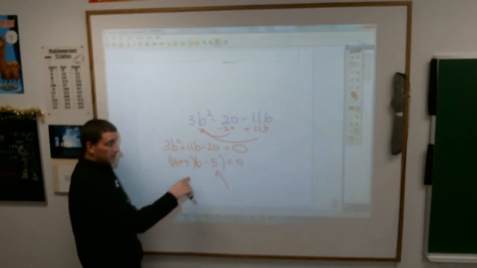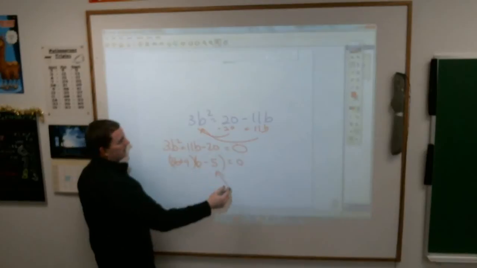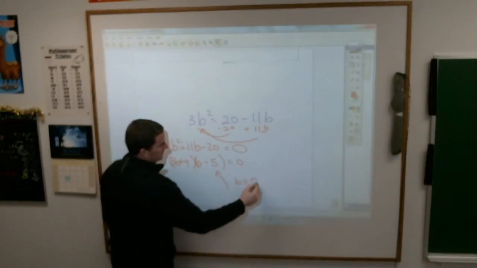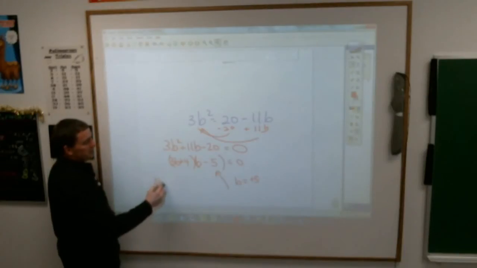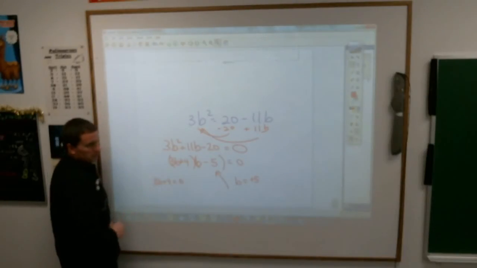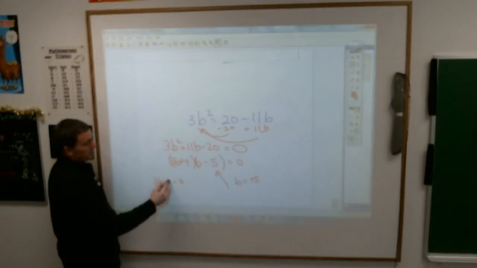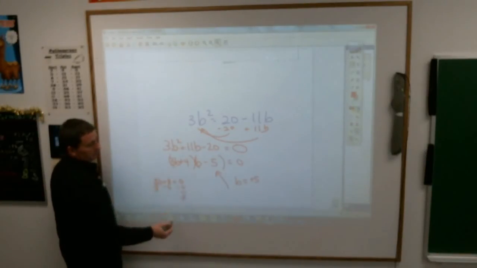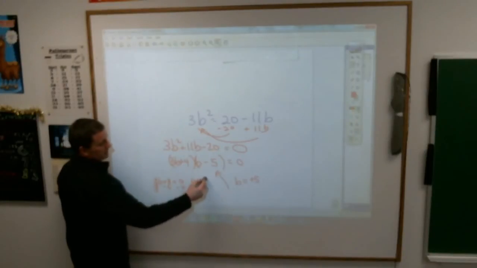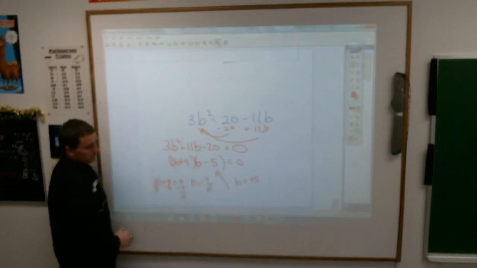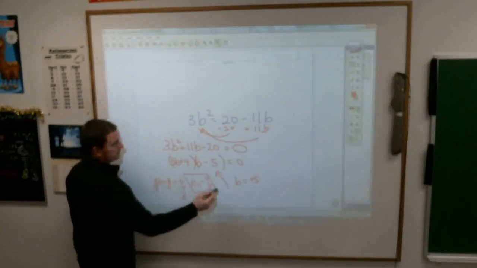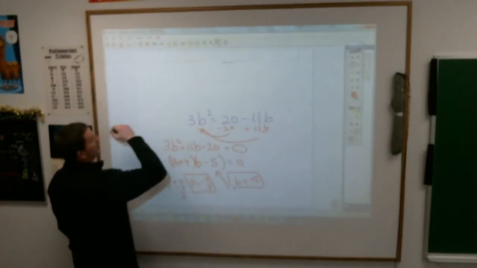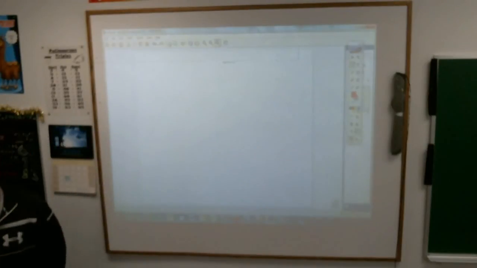This one's easy. b has to be what there, Kendall, to give me 0? Positive 5. This one's a little harder. You might have to actually write the equation out. When will 3b plus 4 give you 0? Solve that equation. Subtract 4, divide by 3. b is negative 4/3. Make a little equation out of that, and solve it. Those are your two answers.